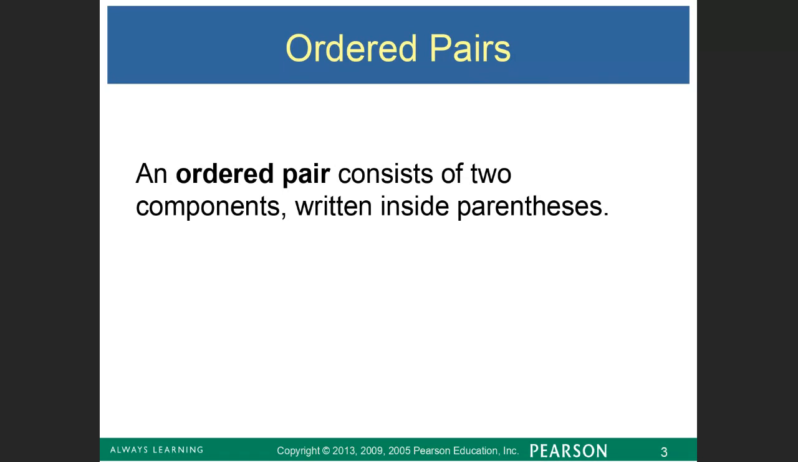Now we are in the rectangular coordinate system. Definition: an ordered pair consists of two components written inside parentheses. For example, it's like (1, -2). So 1 here is your x, that's the first number, and the second number refers to your y.